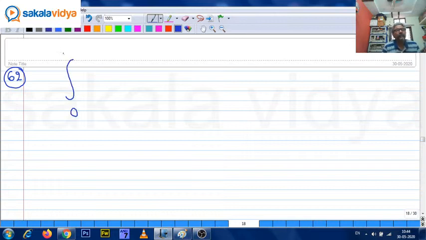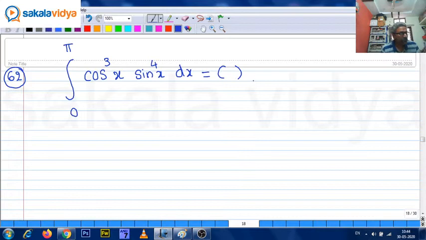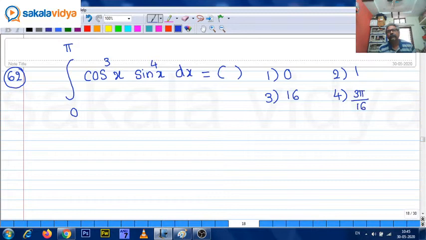Sixty-second question: integral 0 to pi of cos cube x sin x to the power of 4 dx. First option 0, second option 1, third option 16, fourth option is 3 pi by 16.